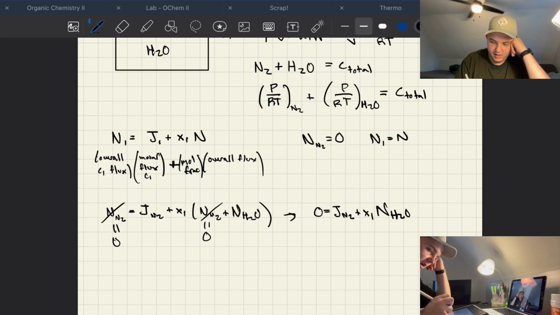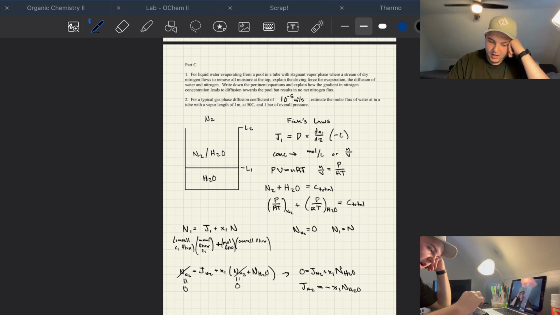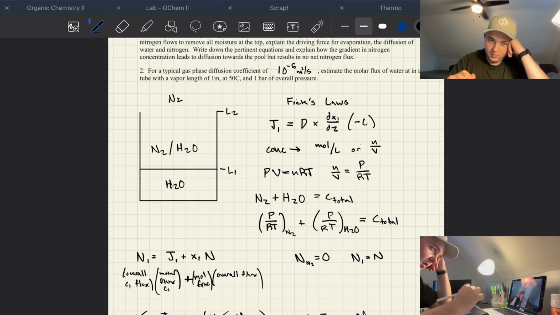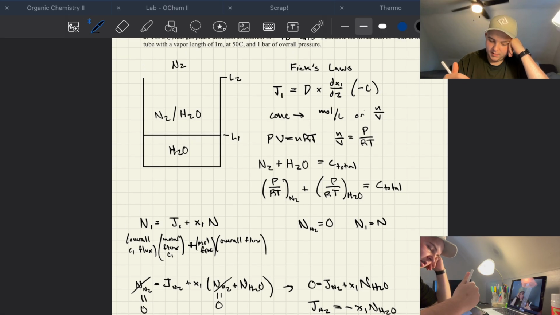And we want to solve for JN2, so we can subtract it over, and then we want a positive JN2, just as an example. So there we go. For this specific case, we're going to have our molar flux of nitrogen equal to the negative mole fraction times the overall flux of water.